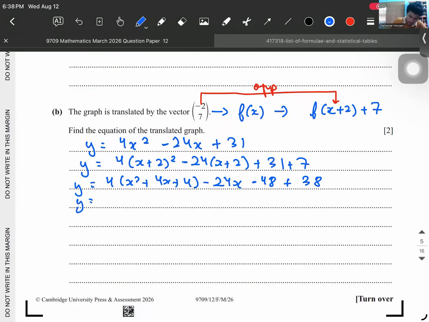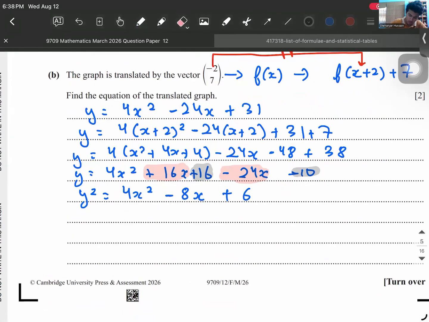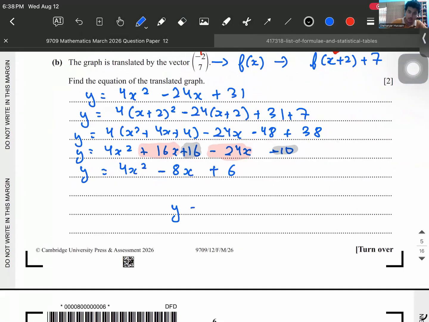Okay, so y equals 4x squared plus 16x plus 16 minus 24x. So we are left with a negative 10 over here. Solving this further, we have 4x squared, positive 16x, and negative 24x. That is going to give you a negative 8x, right? And positive 16 and negative 10 is obviously just going to give you positive 6, right? So the final equation then turns out to be y equals 4x squared minus 8x plus 6.